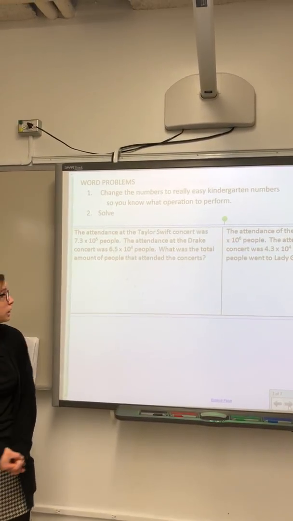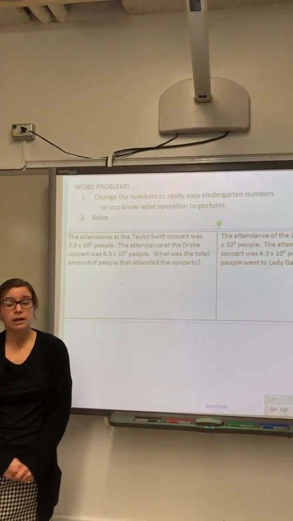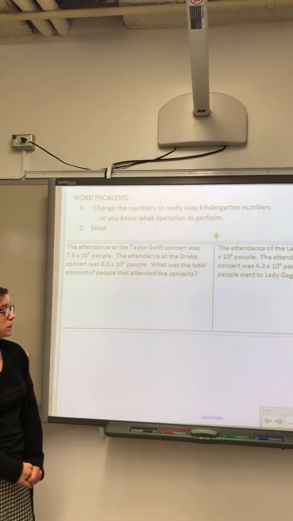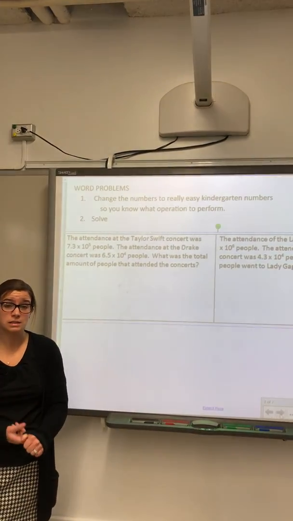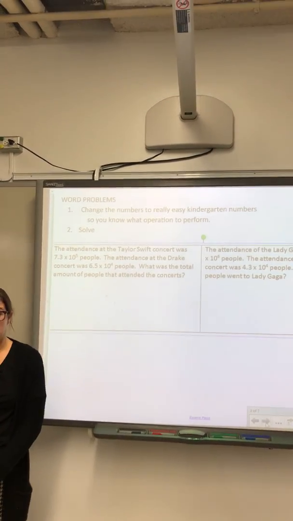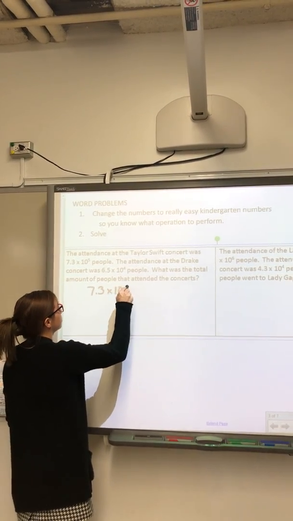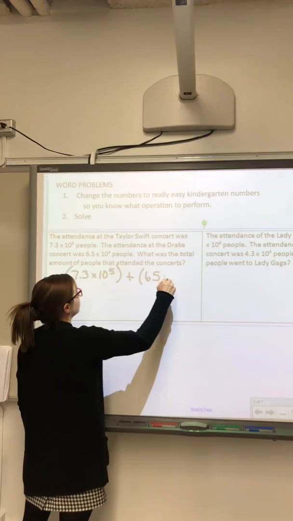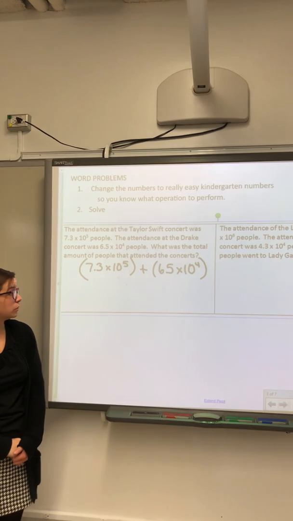So here's what I'm going to do. I'm going to change my numbers. The attendance at the Taylor Swift concert was 4 people. The attendance at the Drake concert was 3 people. What is the total amount of people that attended the concerts? 4 and 3. There's 7 people. So I know that this is an addition problem. Now I know that I can add these together. I'm going to have you go ahead and do the addition.